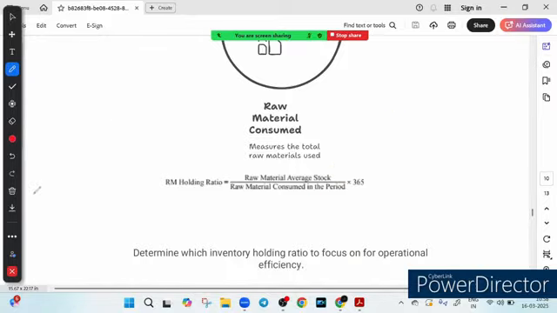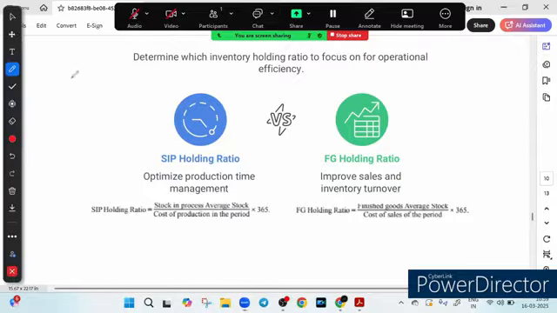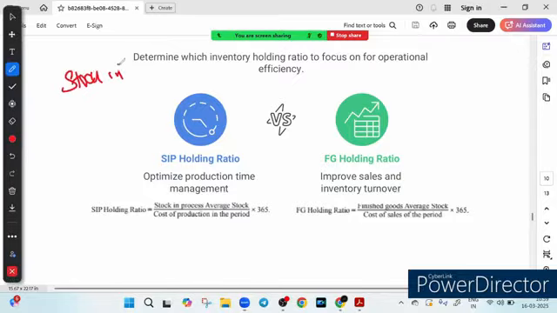The second kind of ratio we have is called the SIP holding ratio and the FG holding ratio. Let's understand these two. Which inventory ratio should you focus on for operational efficiency? Efficient inventory management is key to smooth production and sales growth. There is something called SIP. What is the meaning of SIP? SIP simply means the stock in process holding ratio.